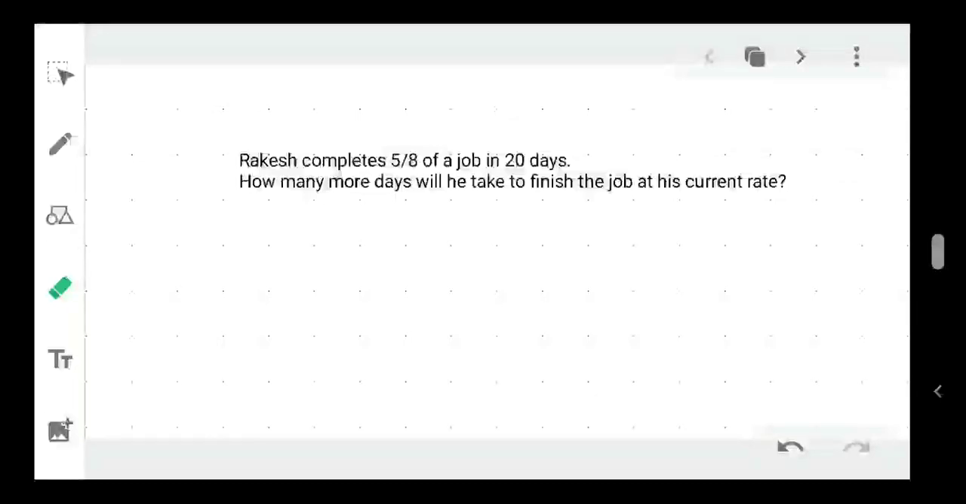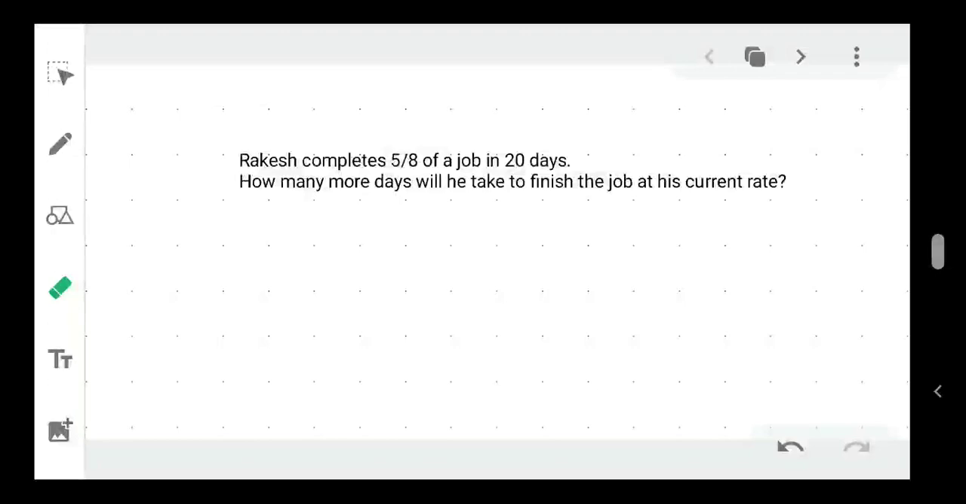Hello students. Today, because we have talked about the unitary method, we will see how the unitary method can be used to solve this kind of math regarding fractions and ratio. And we will also see a couple of numericals regarding algebra and ratio. So let us first talk about this type of math.